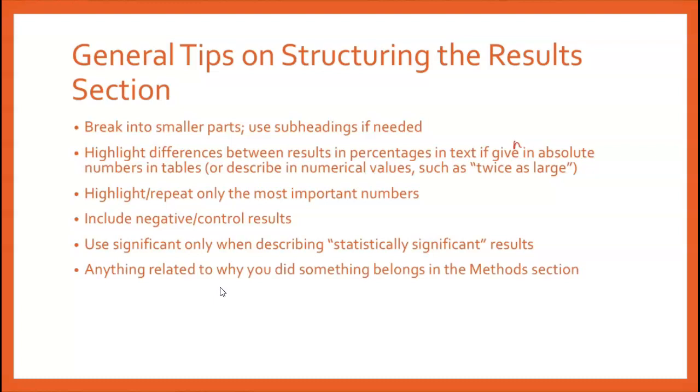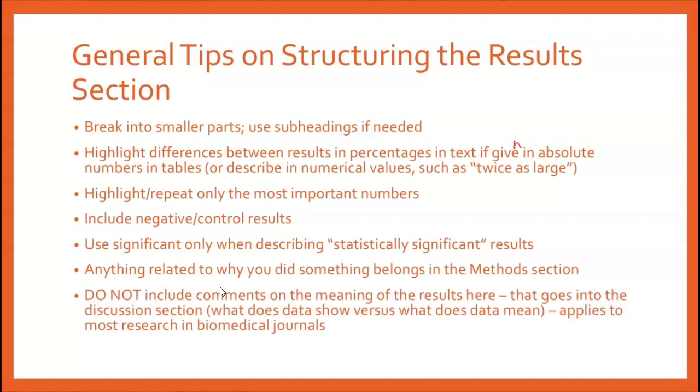Anything related to why you did something belongs in the methods section. If you start explaining here why you used this particular method to get this result, copy, paste, throw it in the methods section, and then see if you can integrate it there. I see this sometimes in the results section, and that's really not appropriate and not necessary, and takes away your reader's attention. And very important, do not include comments on the meaning of the results here. It goes into the discussion section. What does the data show versus what does the data mean? This applies to most research in biomedical journals.